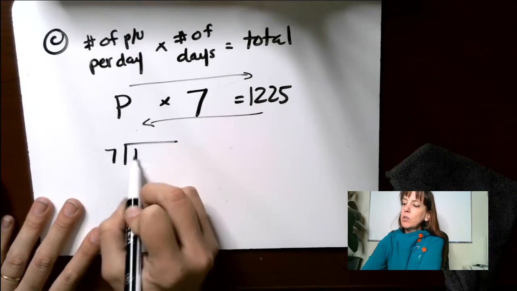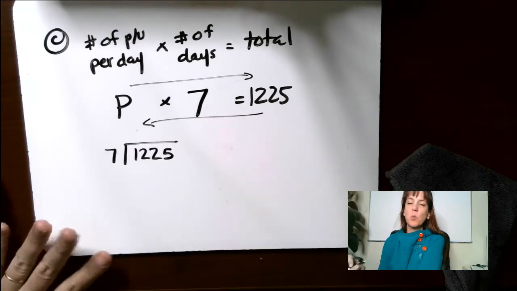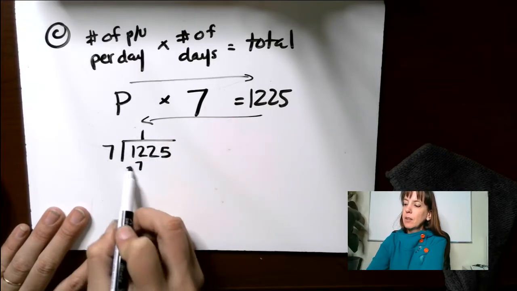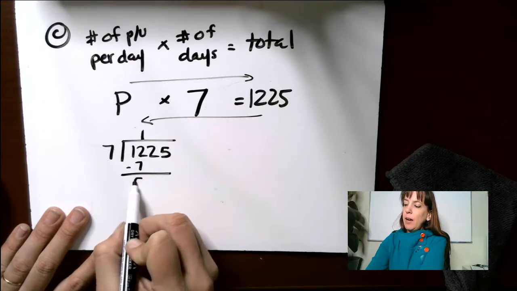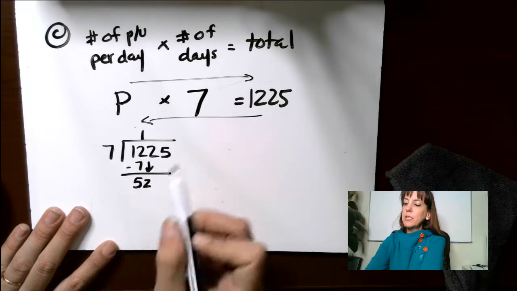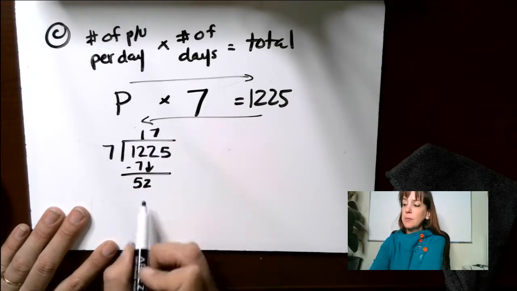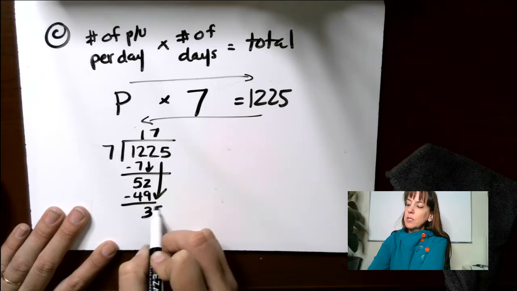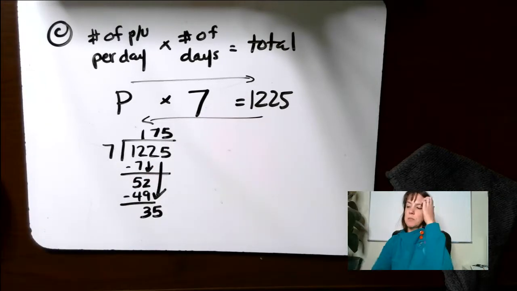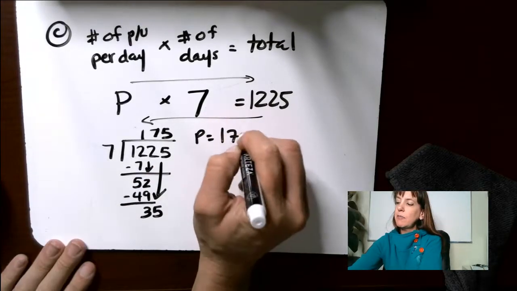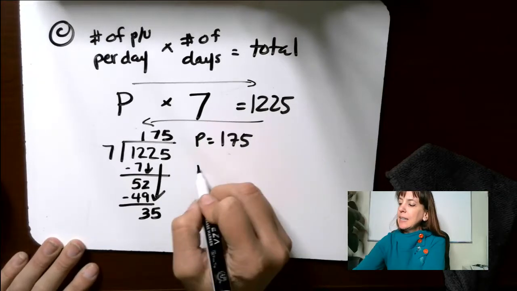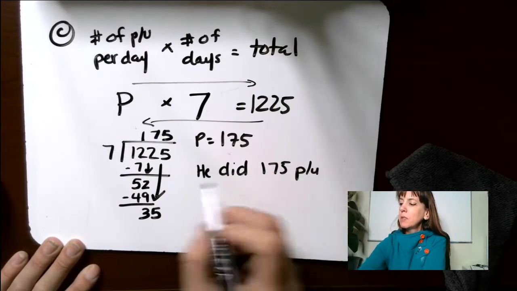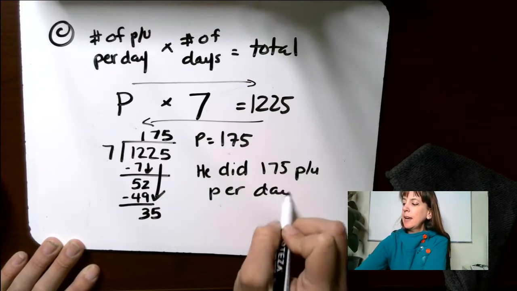7 goes into 1,225. 7 goes into 12 one time. That gives me 5, bring down a 2. 7 goes into 52 7 times, gives me 49. 7 goes into 35 5 times. So P equals 175. We go back, he did 175 push-ups per day. Excellent work, guys.